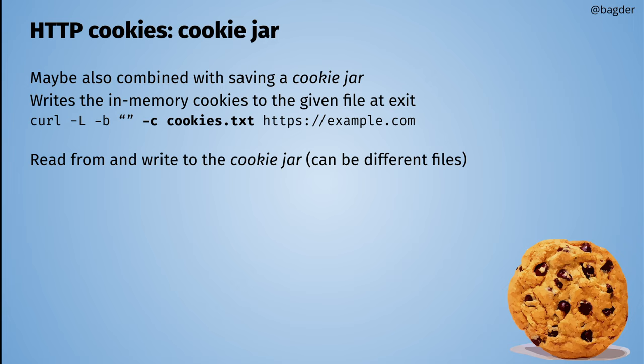I just want to emphasize that since dash B and dash C both take file names, you can make it read from one file and write to another file. Or they could be the same file. Usually they're the same file, but you don't have to have them the same file.